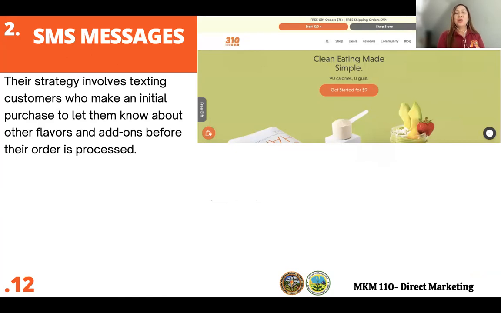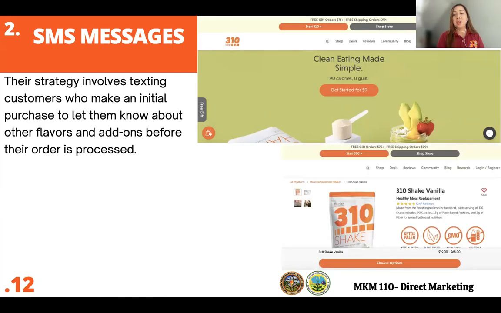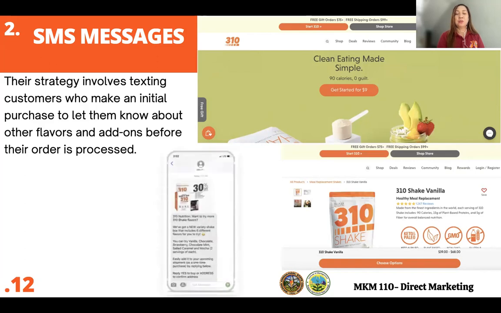So their strategy involves texting customers who have made an initial purchase to let them know about other flavors and add-ons before their order is processed. For example, a customer ordered this type of shake, vanilla. Once they place an order, an SMS is sent immediately to the customer.